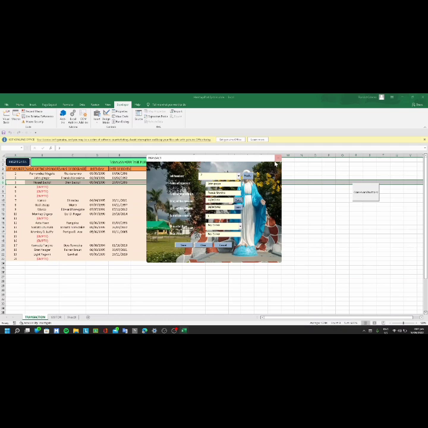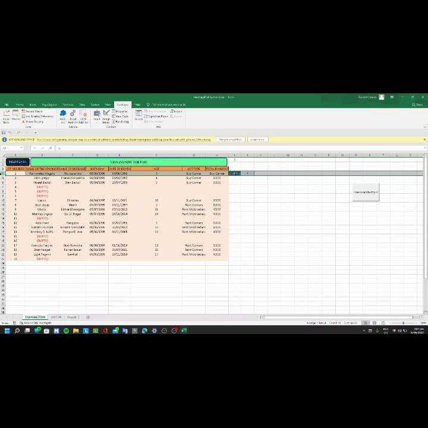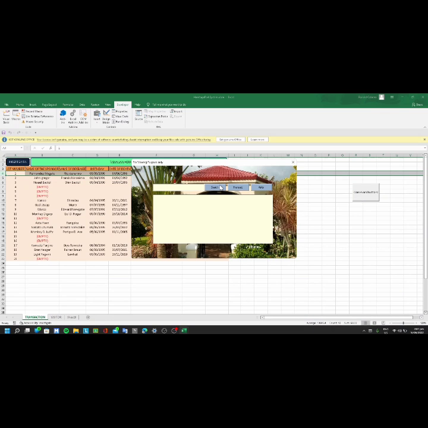Using a VBA macro for the database system should make it easy to automate the inventory of names and access it, and also include recording those who enter the park to visit loved ones.